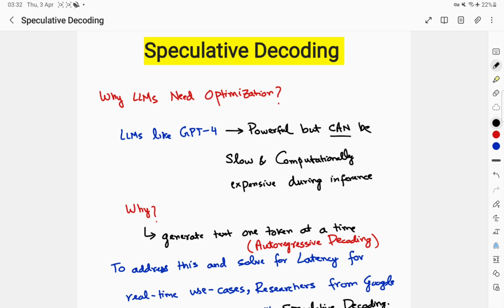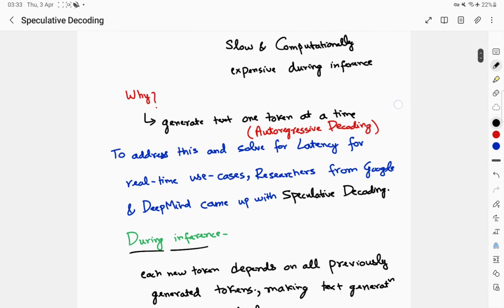So let's start with the very fundamental question. The first question might be why LLMs need optimization. If we talk about LLMs like GPT-4, they are quite powerful but can be slow and computationally expensive during inference. I have highlighted the word can, and why? Because if we interact with the OpenAI model, let's say GPT-4, we have observed that it is blazing fast and generates responses pretty quickly, right? So one of the things that might be going on behind the scenes is speculative decoding. Like I mentioned, there are a lot of other things that people can do to make LLM inference faster, but yeah, that's the fundamental problem.